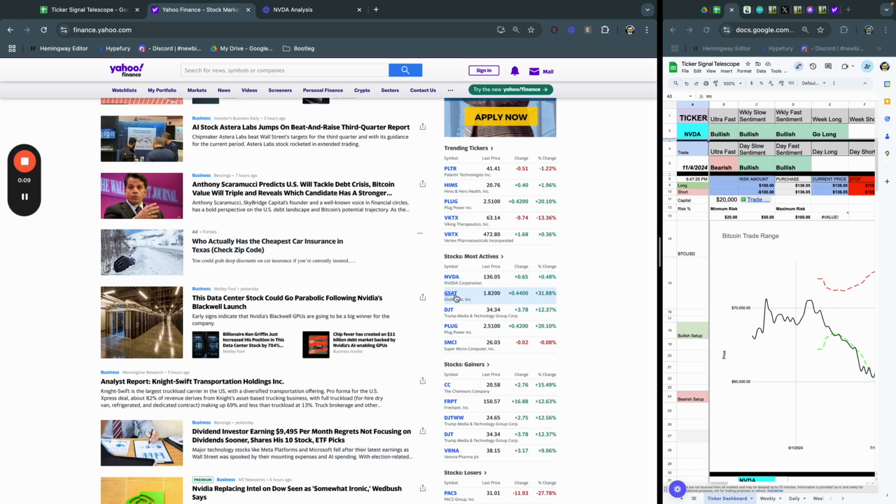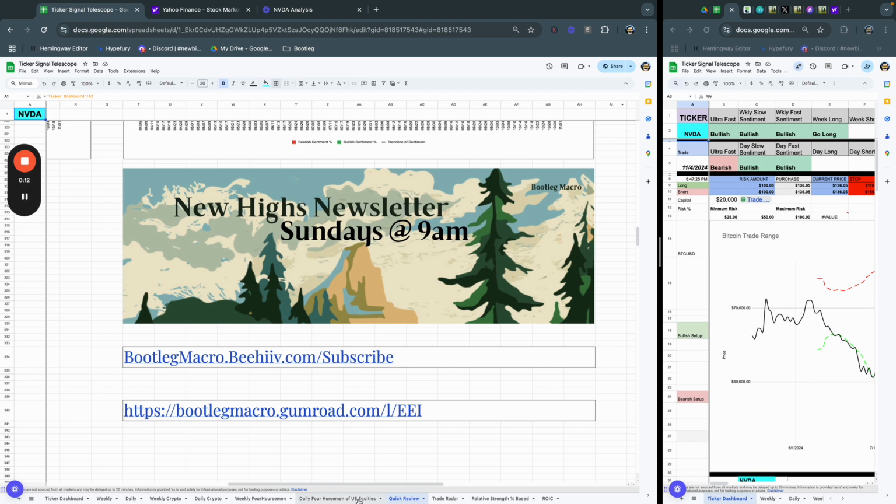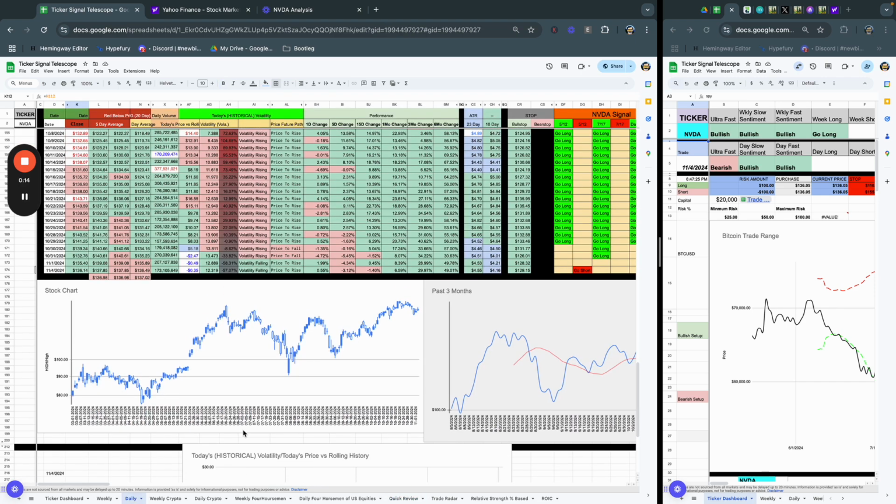We've already reviewed NVIDIA. Now we're going to be looking at GSAT. I don't even know what GSAT is. Let's go ahead and take a quick gander around the pond here.